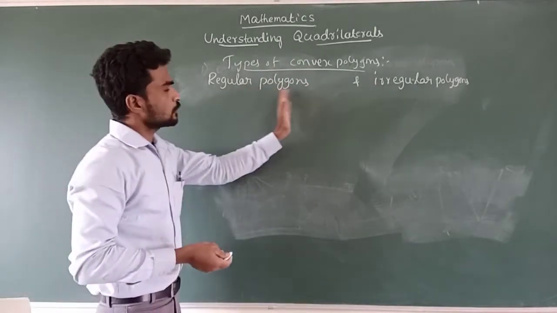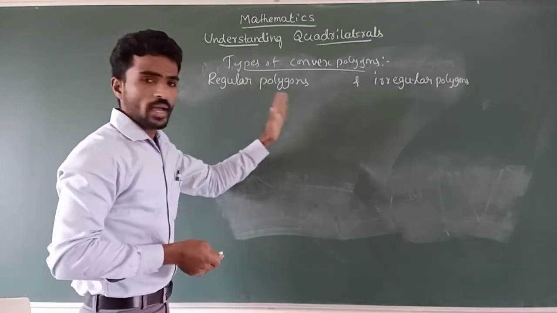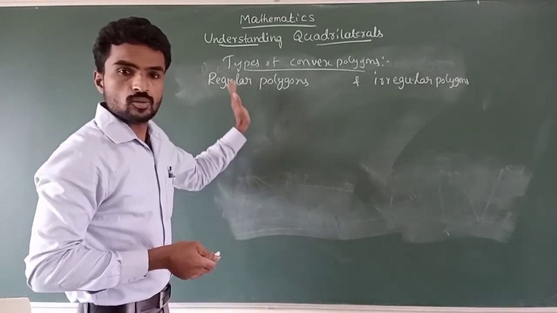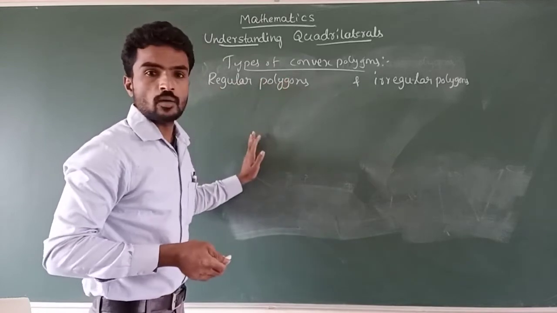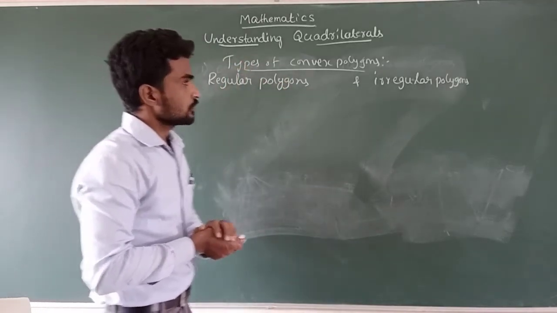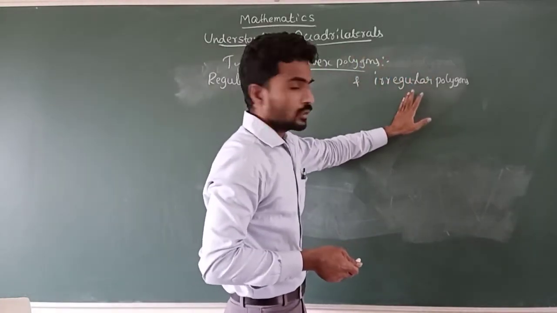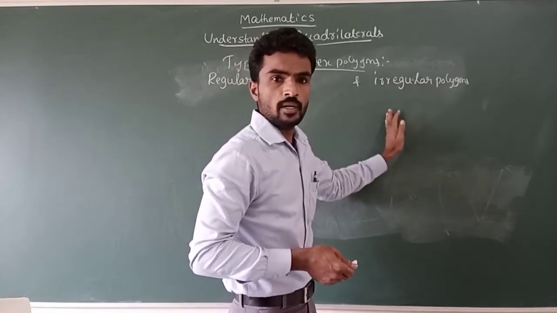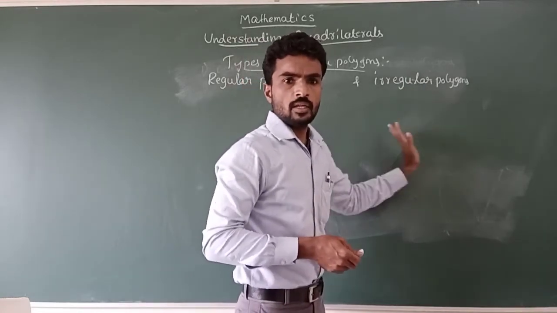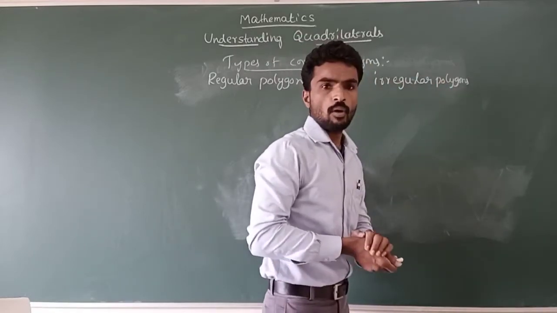What are regular polygons? In a polygon, if all angles are equal and also all sides are equal, those polygons are called regular polygons. In convex polygons, if the angles are different and also the sides are of different lengths, then those polygons are called irregular polygons.